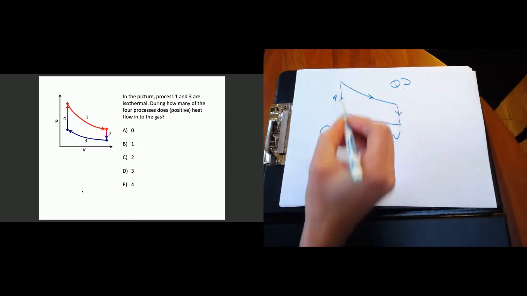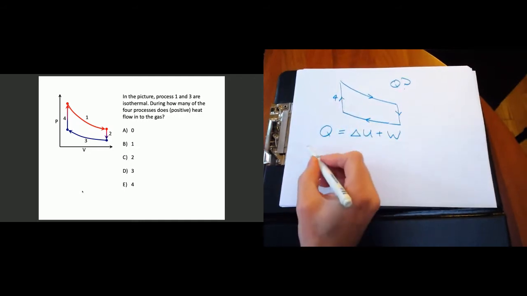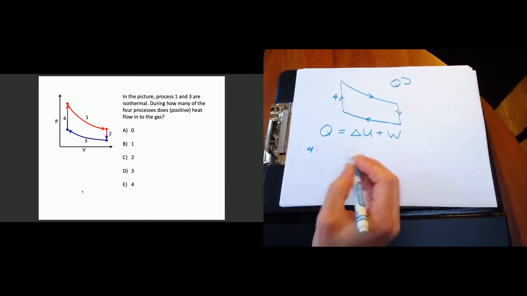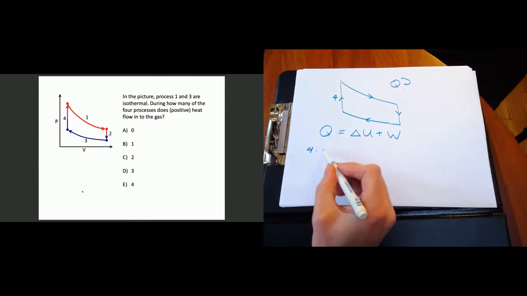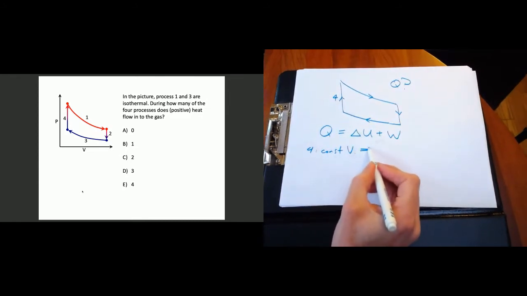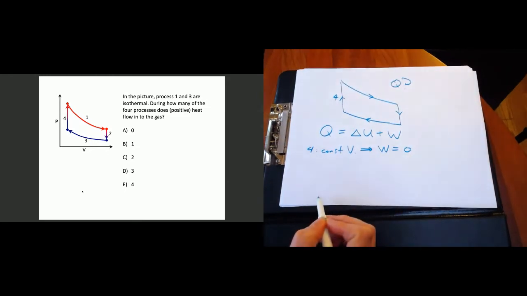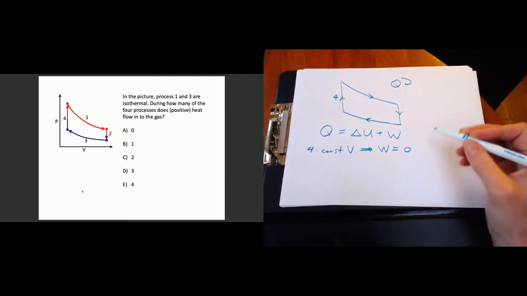Now let's start with process number 4. Process number 4 is constant volume. The thing to remember there is that W is going to be equal to 0 because work is only done when volume changes.